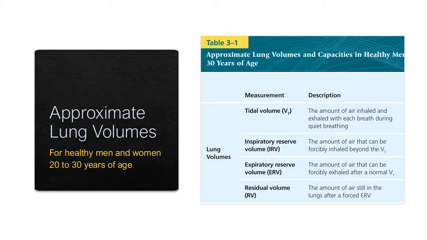Approximate lung volumes. So, does anybody remember how much an approximate tidal volume is for a normal adult? It's about 500 milliliters. Good for you if you were able to answer that question.